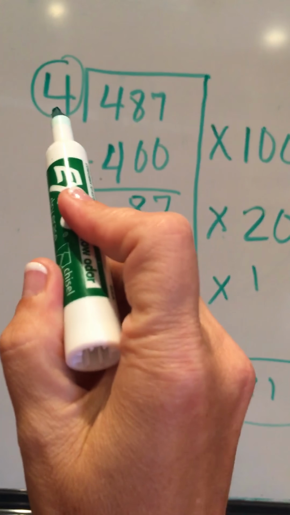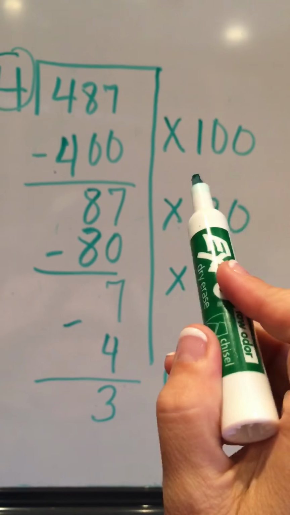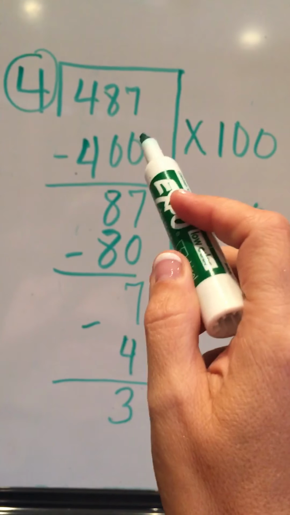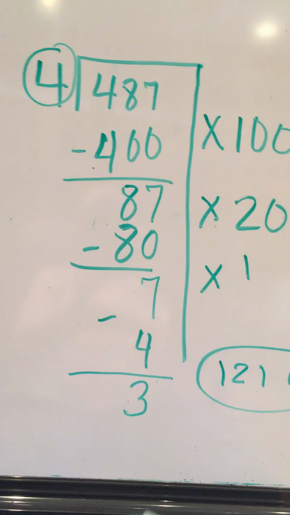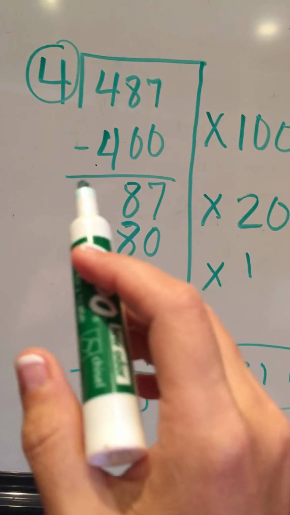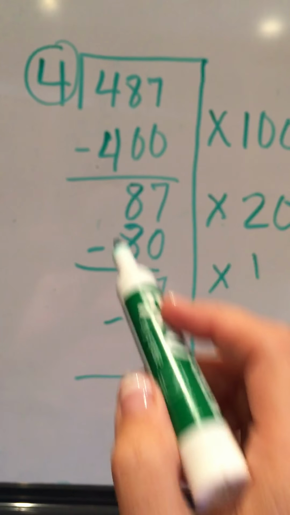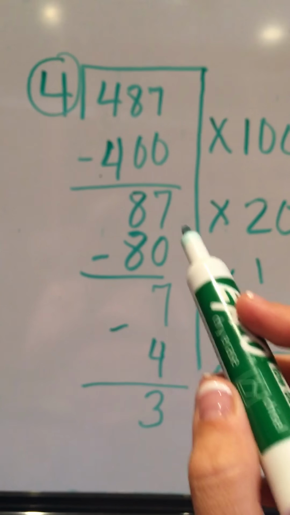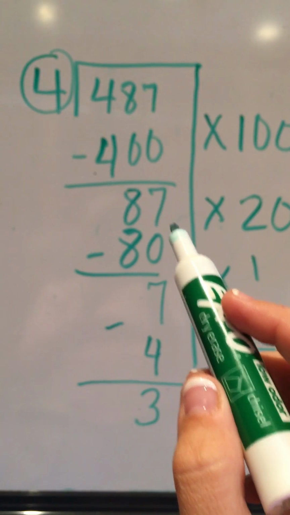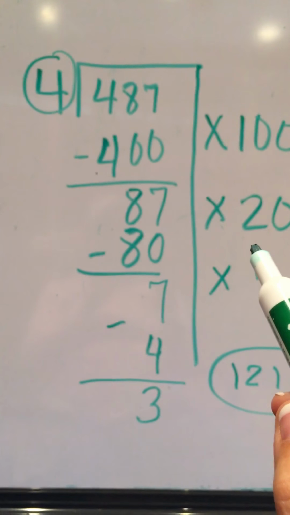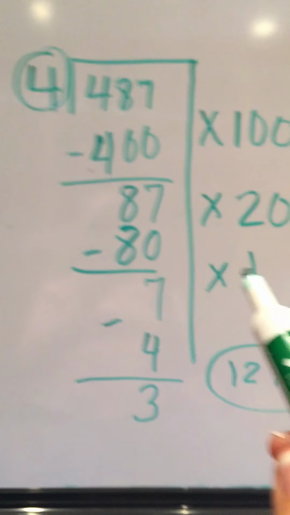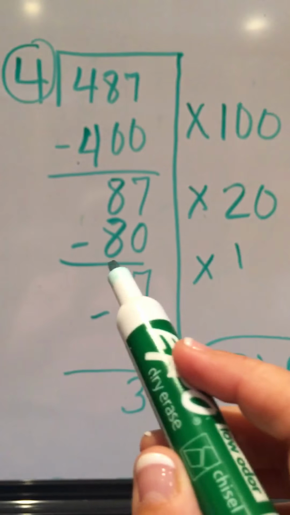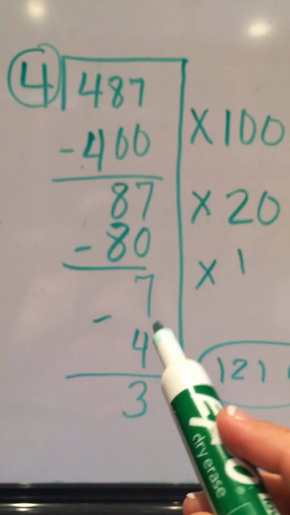Going over it again, 4 times 100. Now I could have chosen 4 times 20 and got 80 and subtracted 80 from here. I would just have more steps if I do that. So I want to try to get as much of it out of the 487 as I can. So 4 times 100 is going to take 400 out. I get 87. So I decide, okay, what can I multiply 4 by to get close to 87? Remember, I like numbers with zeros on the end, so I always try to do that. 4 times 20 is 80. I subtract again, it's 7.